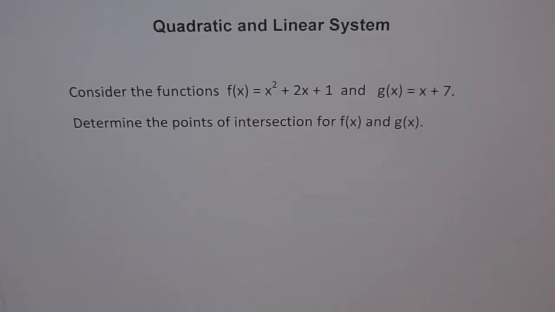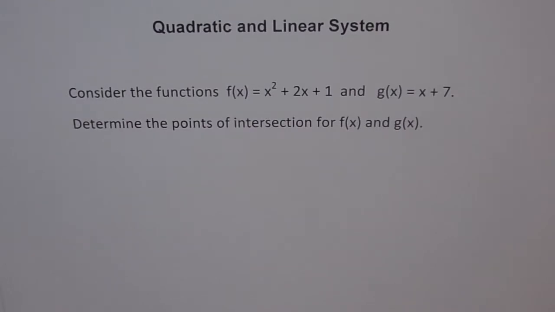Well, here is a problem on quadratic and linear systems. That means we have one equation which is quadratic and the other one is linear, and we need to find the intersection of these two graphs. So let's look into the problem.